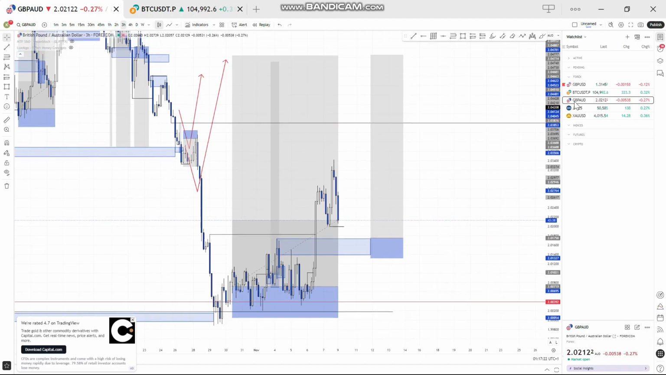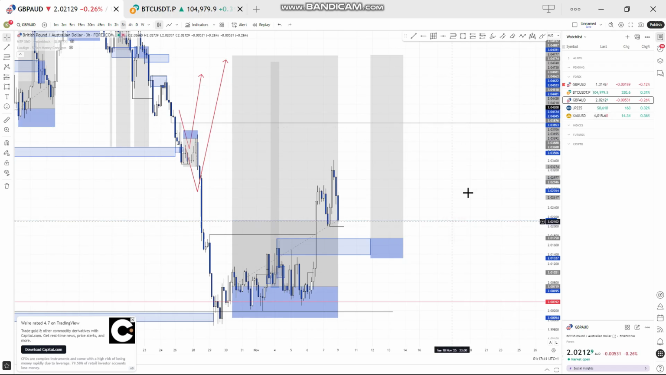As you can notice on my watch list, as I've mentioned before, I reduced it. So instead of EU, that's Euro USD, I replaced it with GBP USD, Bitcoin, GBP AUD, Japanese index, and gold. That's all I have for now.